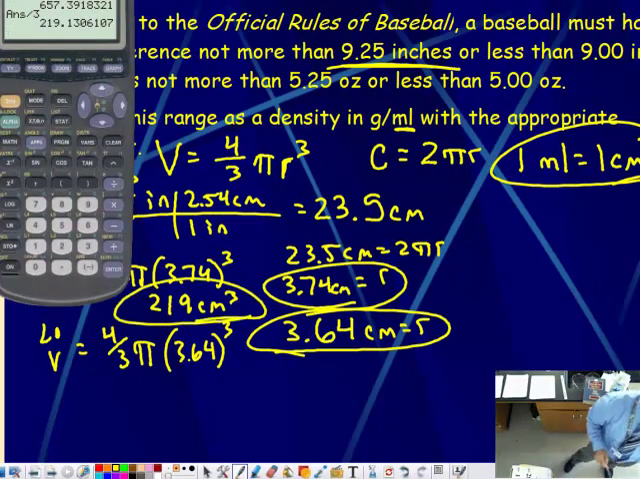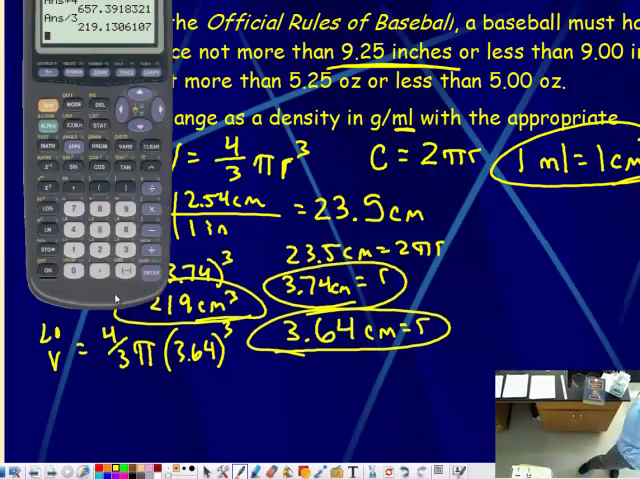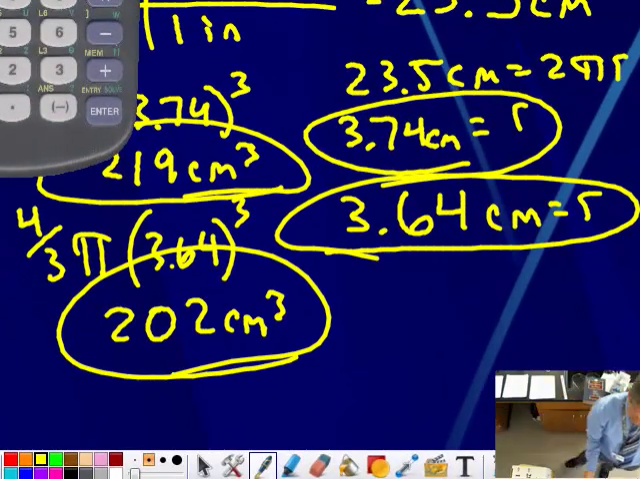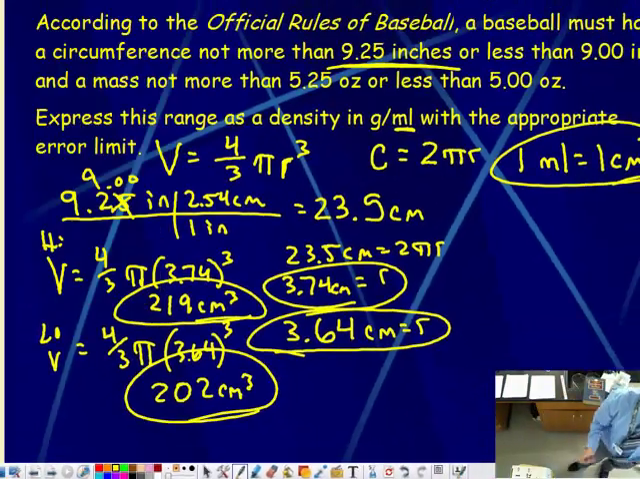Thank you. So 219 centimeters cubed for the high volume. All right, so let's just do the same thing there. So 3.64 to the third times 3.14159 times 4 divided by 3. All right, so we got 202 centimeters cubed. Okay, so according to the baseball rules, that is the highest and lowest volume that the ball could occupy.